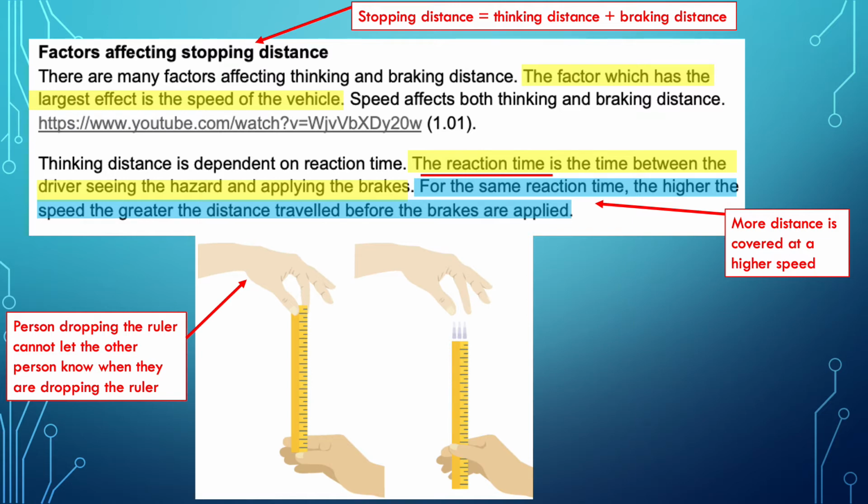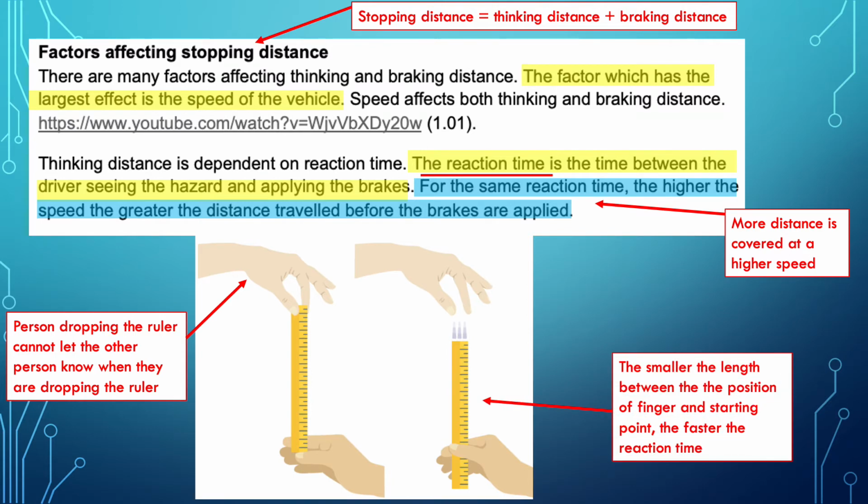So after the person drops the ruler and you grab it, you measure the distance between where you grab the ruler and the 0 point on the ruler. And from there, you should be able to figure out roughly how good your reaction time is. And if you want to see if you have a fast reaction time, then the distance or the length that you're catching the ruler at should be as small as possible. So hopefully that makes sense.